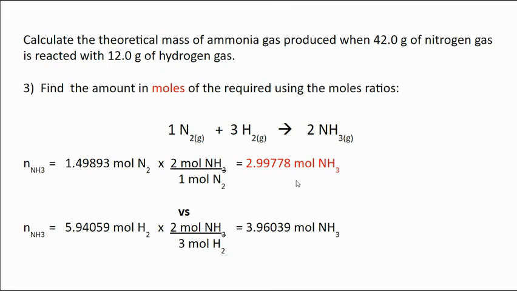Now I can look at these two and I can see that the first value is smaller, so the smaller amount of product is going to be created based on the fact that I'm starting with 1.49893 moles of nitrogen. So I would say that nitrogen, N2, was the reactant that limited the amount of ammonia created. I've just highlighted in red here the limiting reactant. So once I've used up the 42 grams of nitrogen gas, this is how many moles of ammonia.